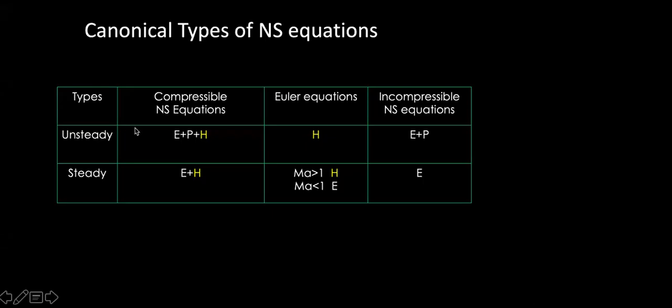equations. The most complicated are the unsteady compressible Navier-Stokes equations. They have three other types of characteristics. For the steady one, without temporal derivatives, it has the characters of elliptic and hyperbolic.